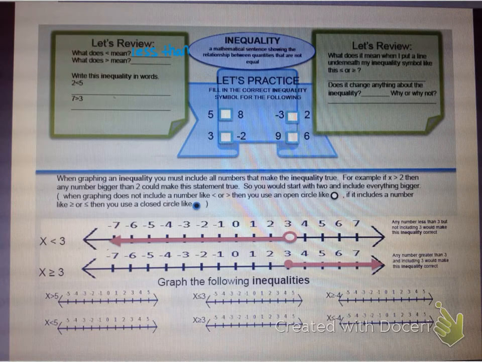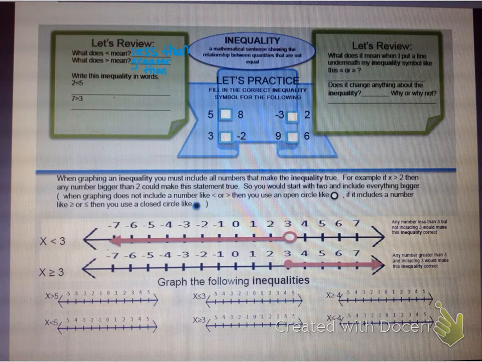Alright, here we go for a little bit of inequality practice. So our first definition up in the top left, what does that sign mean? That sign is the less than sign. And that next one under it is the greater than sign. And we'll talk about how to read that here as we go through this.